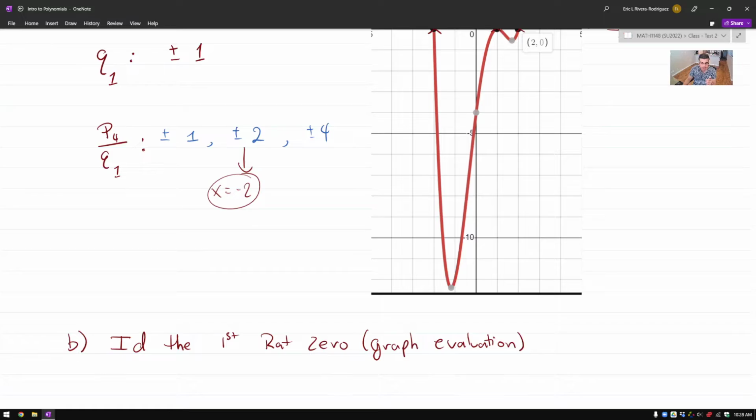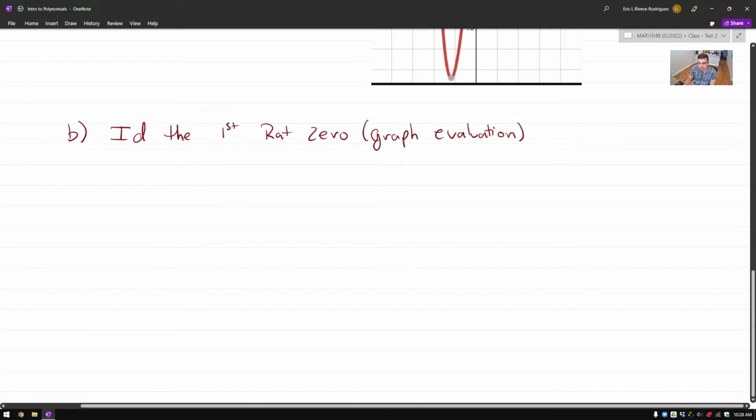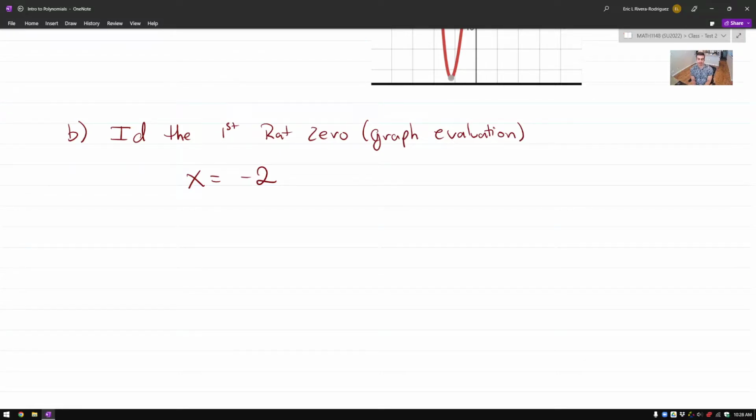Okay? There is -2. So on step number 2, we have identified the first rational zero of the graph. And this one is going to be important because now we are going to use this rational zero, and we are going to know that, well, if x equal -2 is a rational zero of our polynomial, then we know a factor of that polynomial.